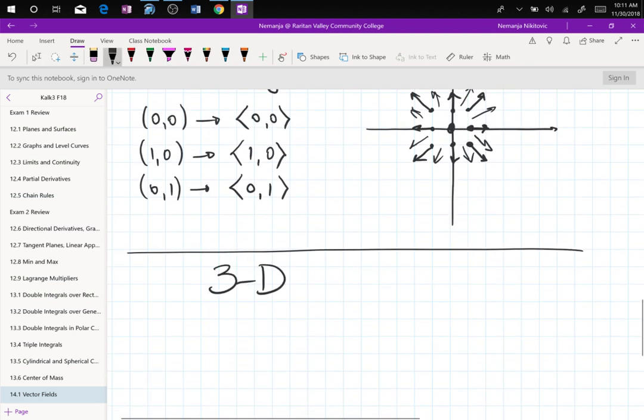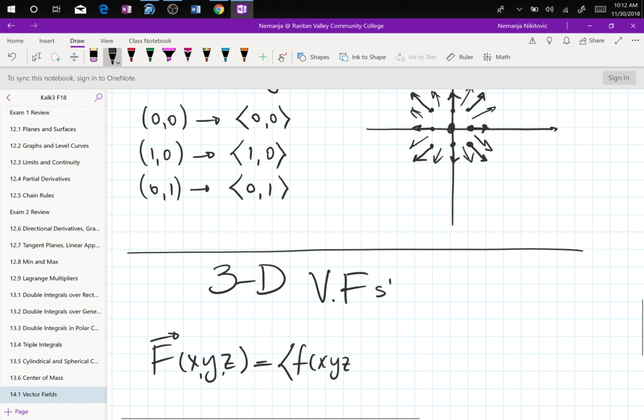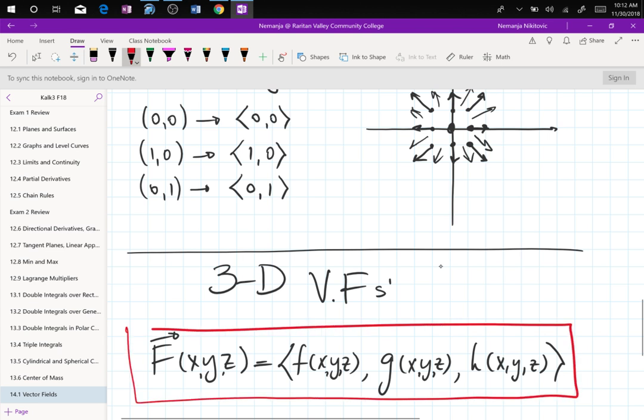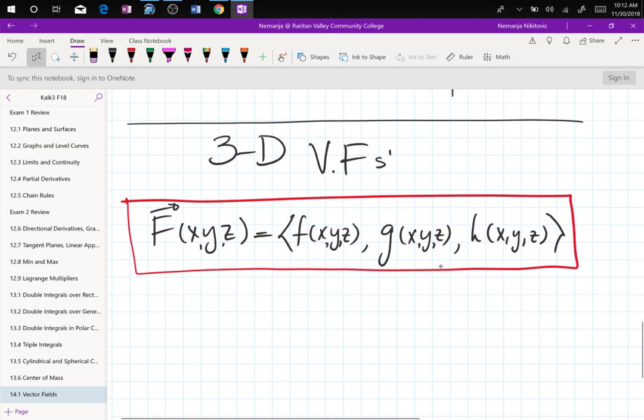3D. 3D VFs. What are the 3D VFs? That's the 3D vector fields. Same stuff. We're just going to say that the vector field in 3D, x, y, z, is going to be given by F, G, H. F of x, y, z, G of x, y, z, and H of x, y, z. And that would be our three-dimensional vector field. Again, if you need more and deeper explanations, just look at the older streams.